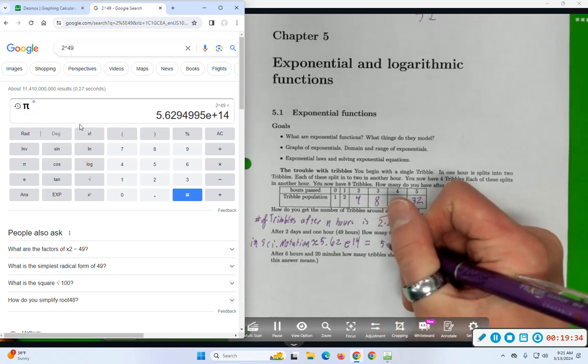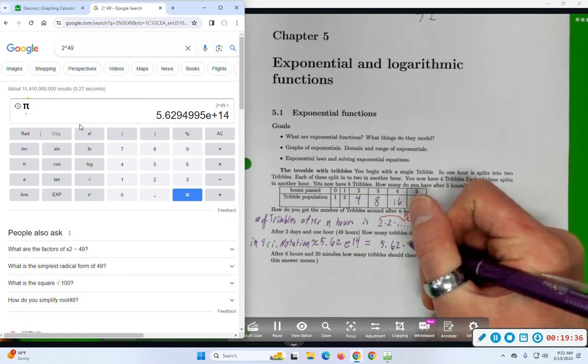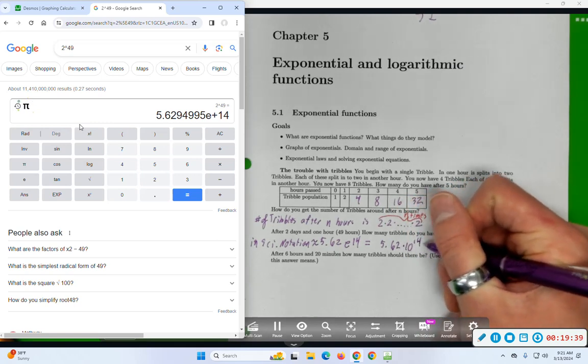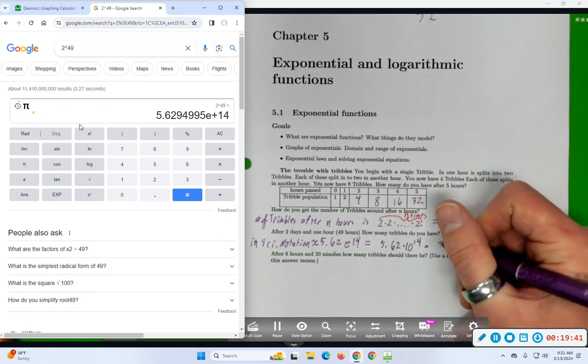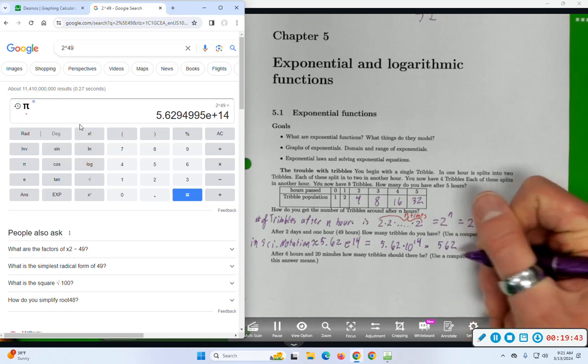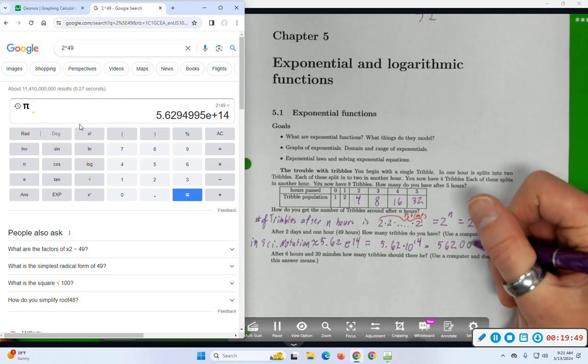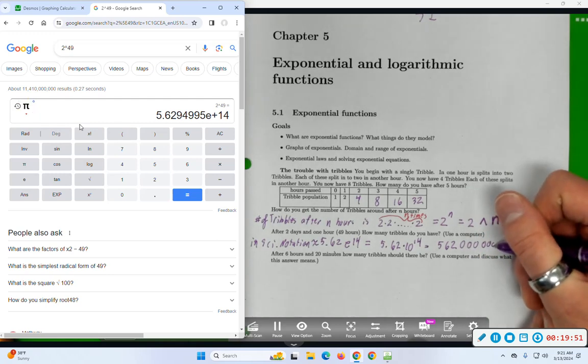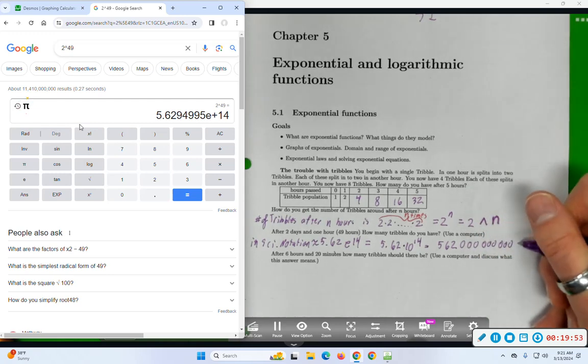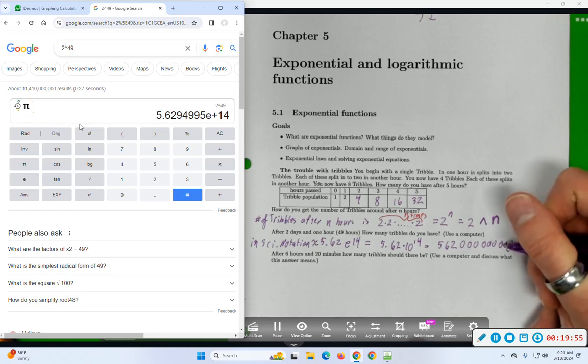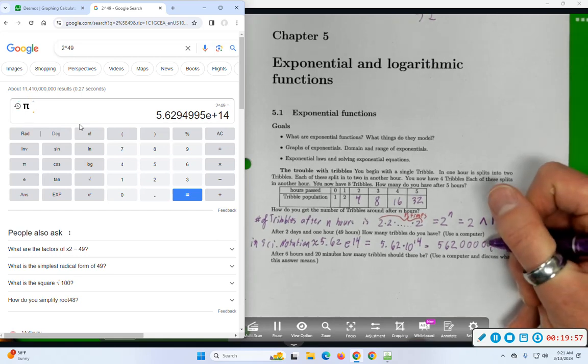You interpret that as 5.62 times 10 to the 14th. Or if you really wanted to write it out, 562, and then a total of 14 digits. So there's 1, 2, 3, 4, 5, 6, 7, 8, 9, 10, 11, 12, 13, 14.